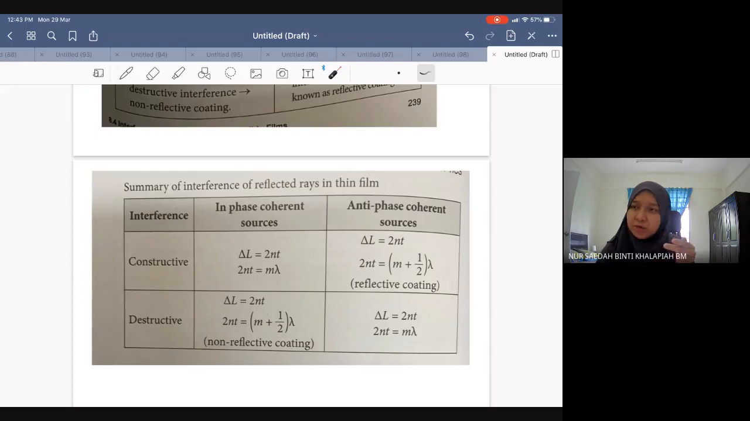So tengok dari medium kedua ke medium ketiga, ada tak perubahan phase? Ada tak phase change? So these two reflection ray will interfere, producing sebagai apa? So dia adalah in phase coherent source ataupun anti phase coherent source.